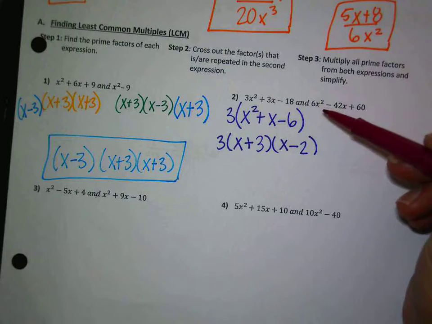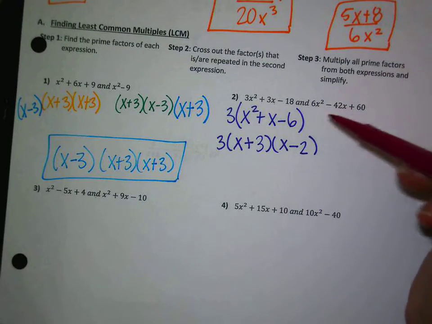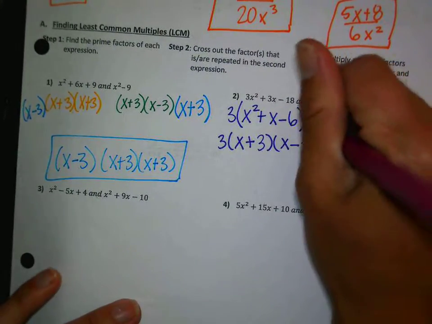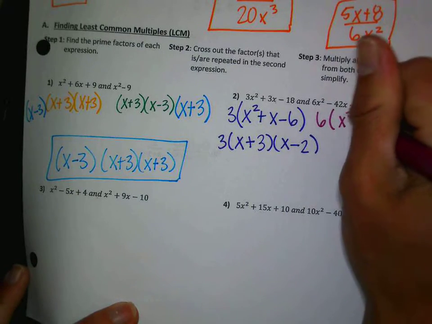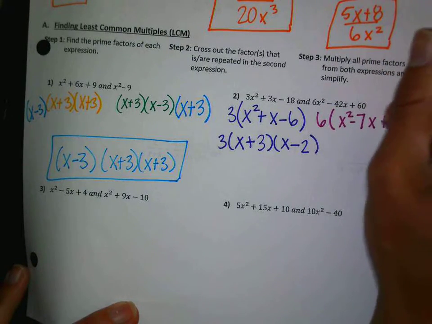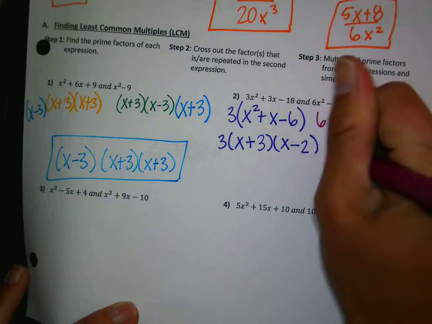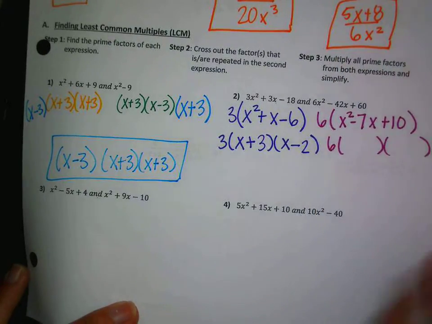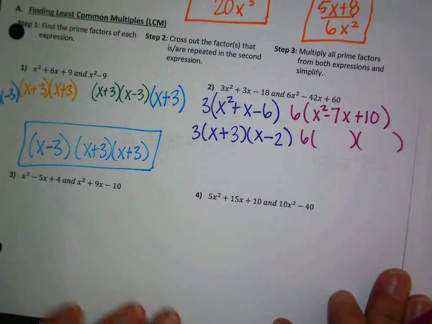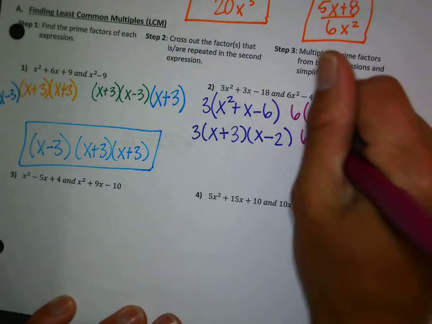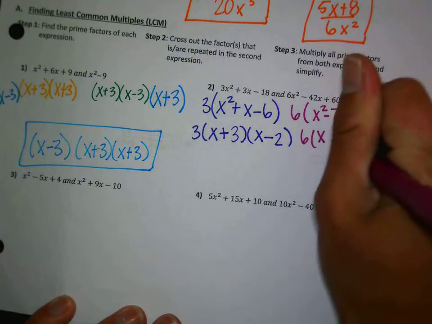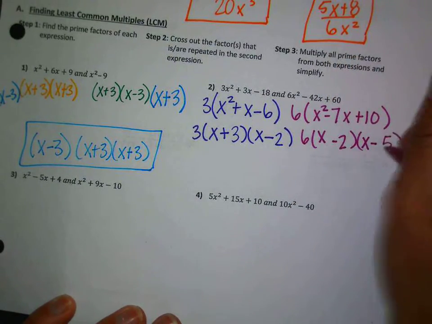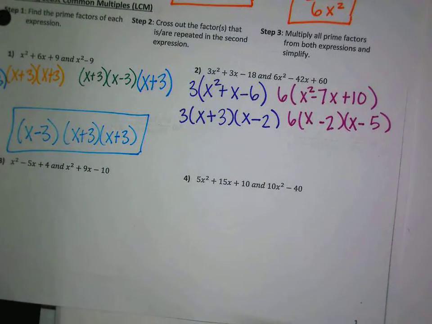All right, what can you divide out of the next polynomial? 6. And when you take a 6 out, you're left with x squared minus 7x plus 10. And what two numbers multiply to give you 10 and add to give you negative 7? Negative 2 and negative 5. Good.